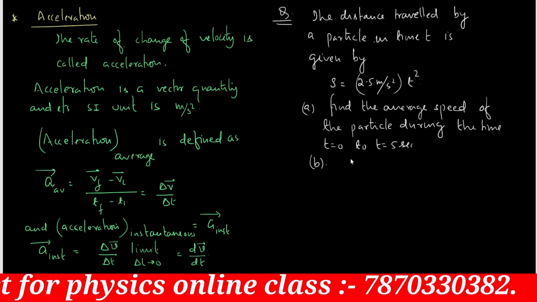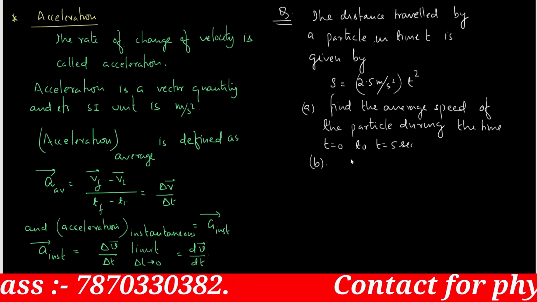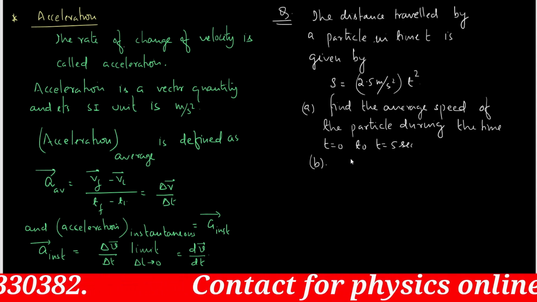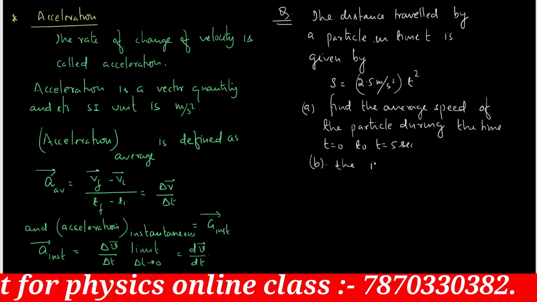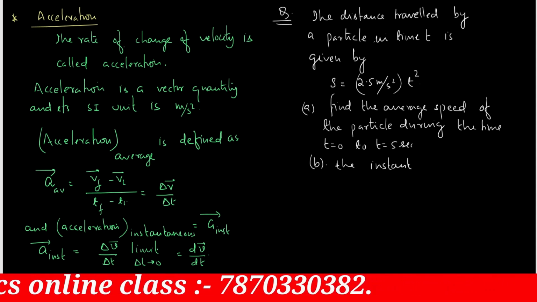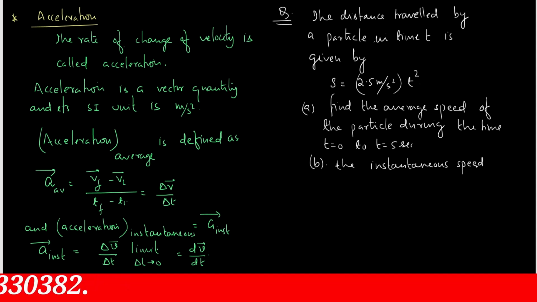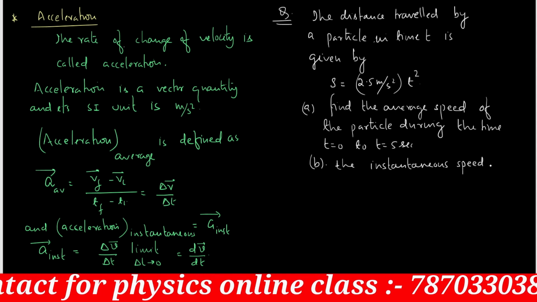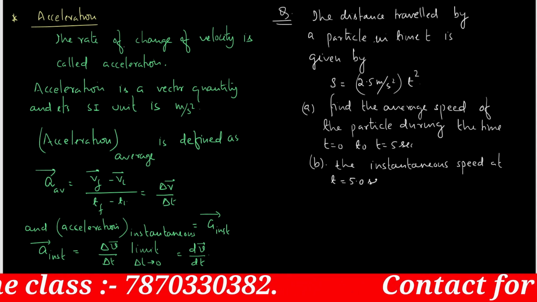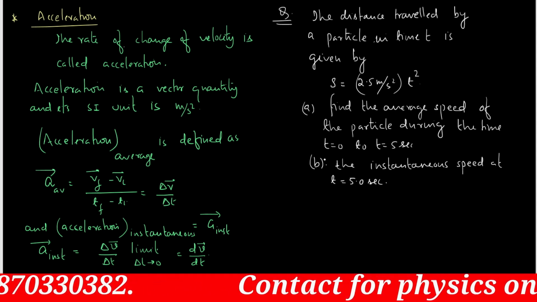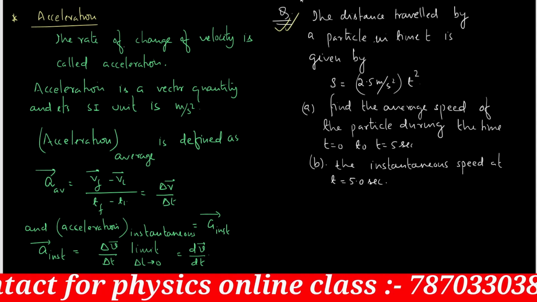And B part is the instantaneous speed at t equals 5.0 second, right? Can you do this? Okay, very good. Please try to solve this.